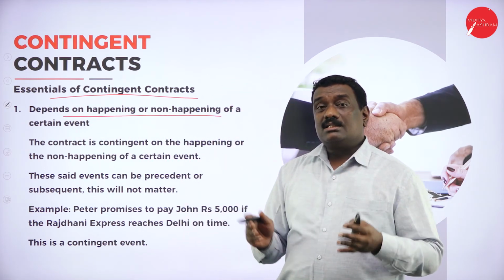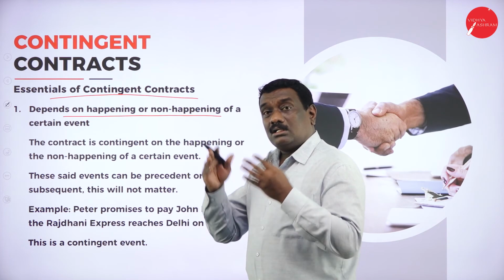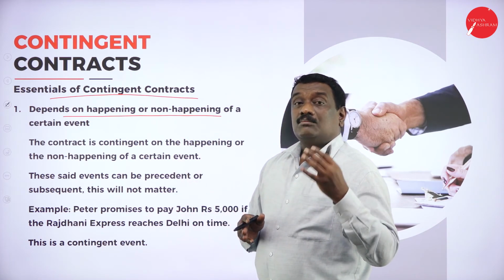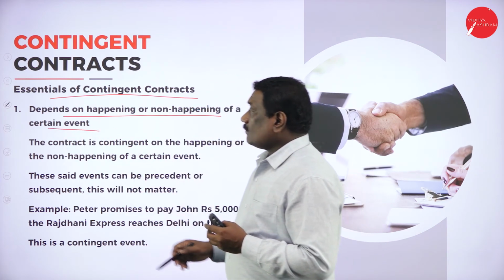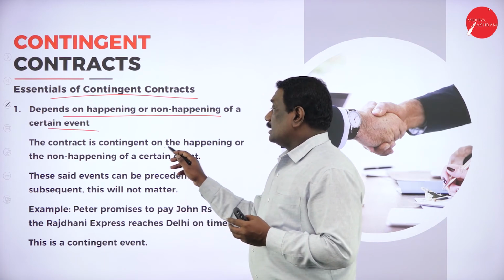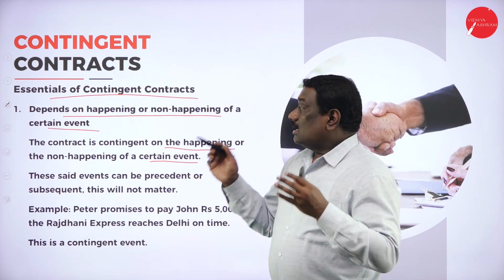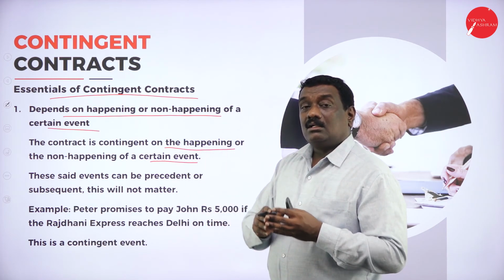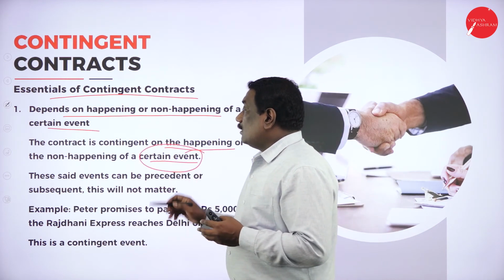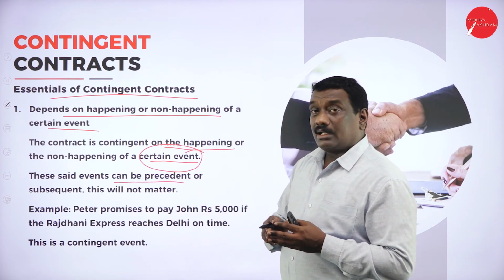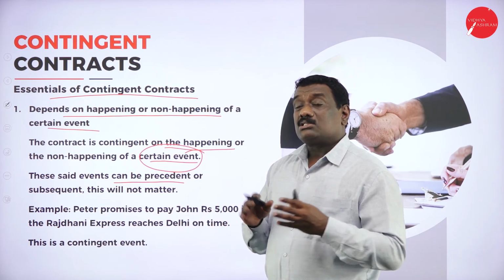As I told you, a contingent contract depends on something happening or not happening. That is, something happens or something does not happen, of that particular event. So this contract is contingent only on the happening or the non-happening of a certain event. Now these events can be preceding or subsequent, and this will not matter. This event may occur, it may take place, or it may not.